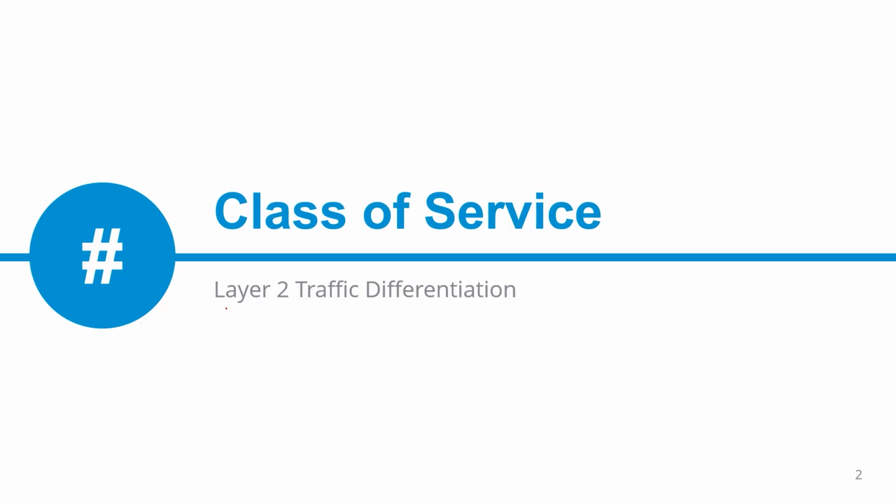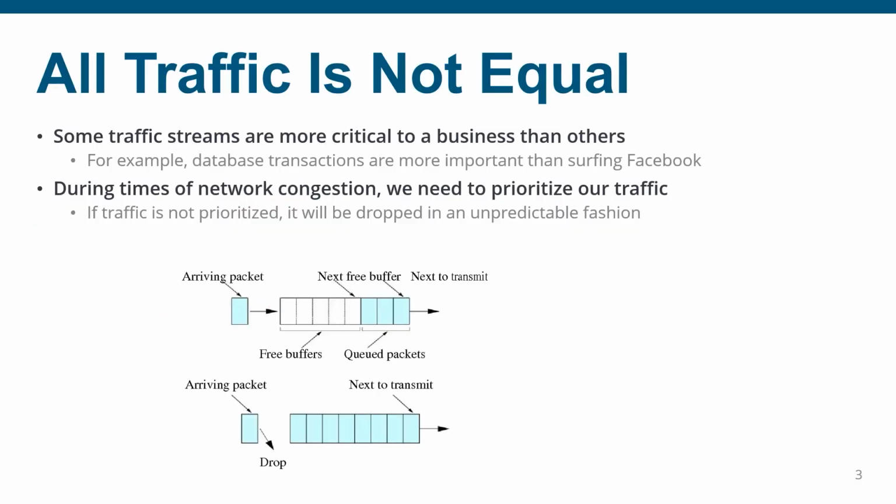Class of service is layer 2 traffic differentiation. Where you would need this is during times of congestion, and it is because not all traffic is equal. Some traffic streams are more critical to a business than others. Take, for example, database transactions and your front desk person surfing Facebook. Which one of these two traffic streams would you rather actually be successful in making it to its destination in the event of network congestion?